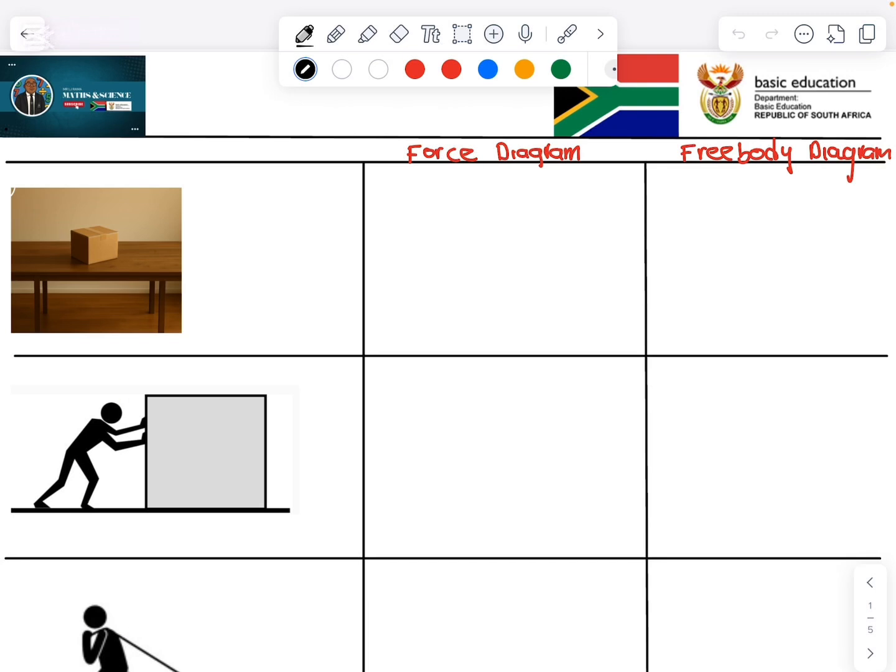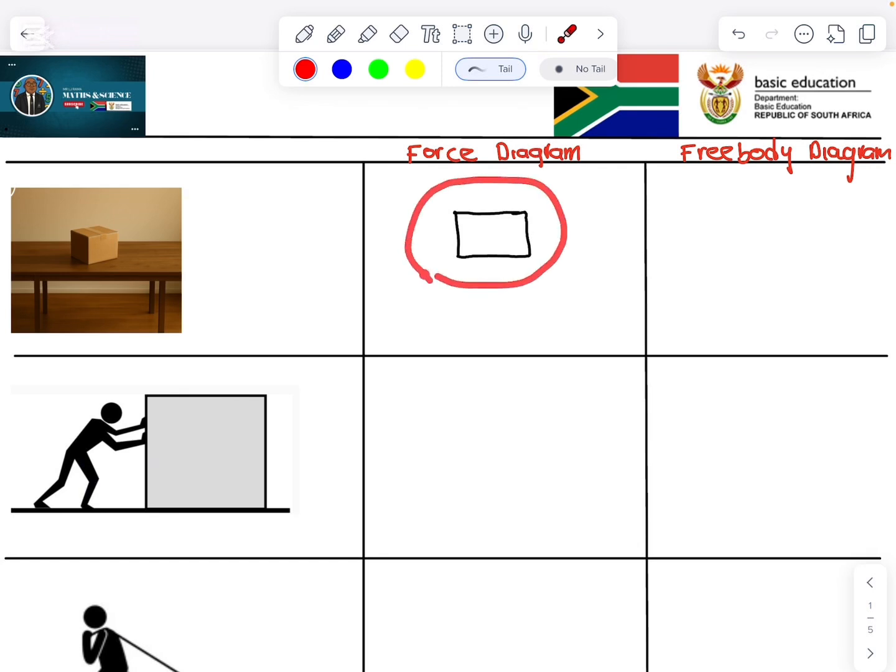Whenever you are sketching a force diagram, you need to draw your object first, and you can just simplify things and draw a 2D box. You don't have to draw a 3D box. So this represents my box, and then you ask yourself this question: what are the forces that are acting on this box as it is lying on top of the table?